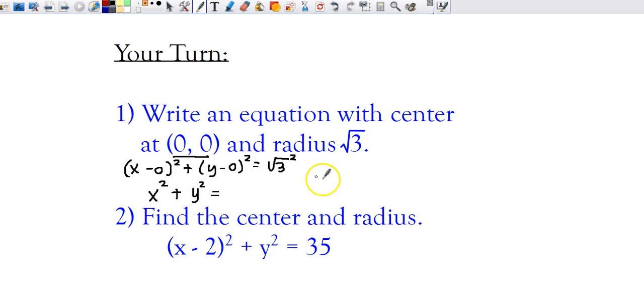Now what is the square root of 3 squared? Well, that's equal to the square root of 3 times the square root of 3, which is the square root of 9, which is 3. So anytime you're squaring a square root, it's just going to cancel that out. So you're just stuck with the number 3. You don't have to worry about any square roots or anything like that there. We're just going to say equals 3.